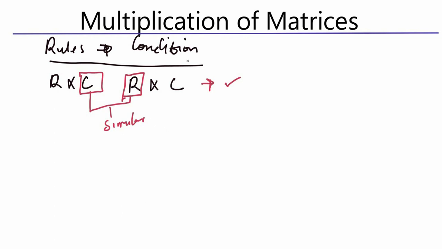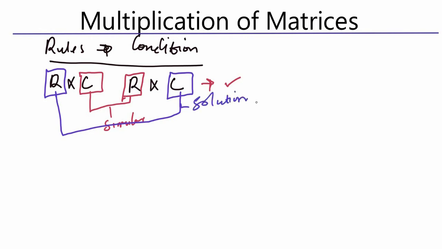And the solution of the matrix will be given by the number of rows in the first matrix by the number of columns in the second matrix. So these two will give us what we are calling the solution of the matrix.